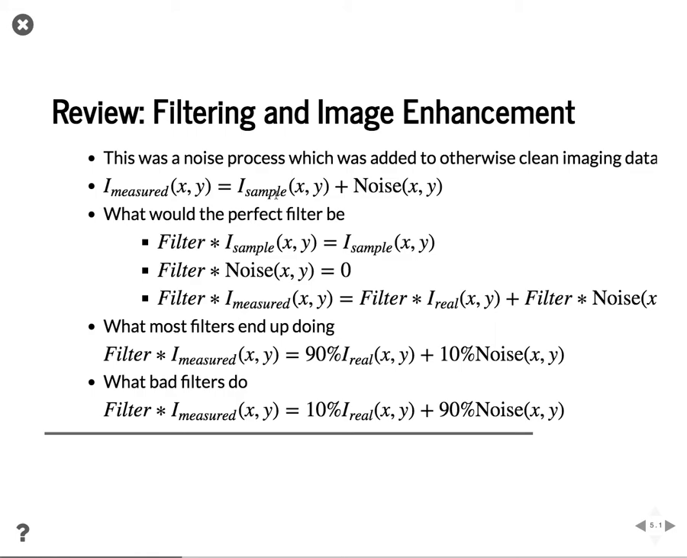And so what the perfect filter would be is you apply your filter to your sample, you get your sample out, you apply it to your noise, you get 0 out, and you apply it to your measured, and you basically get just the real or sample signal out. And the problem is what most filters end up doing is they affect your sample signal, and they don't completely get rid of the noise. So even good filters are going to reduce your sample signal a bit and not necessarily remove all the noise. And what really bad filters do is they reduce your sample and they don't really reduce your noise very much.